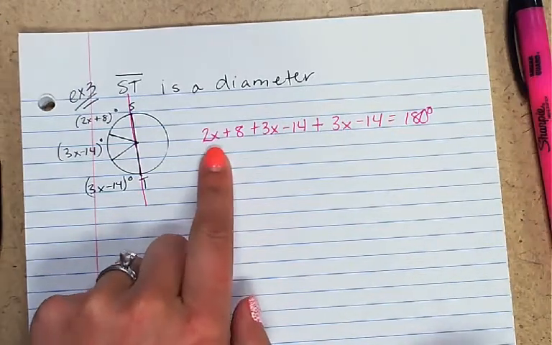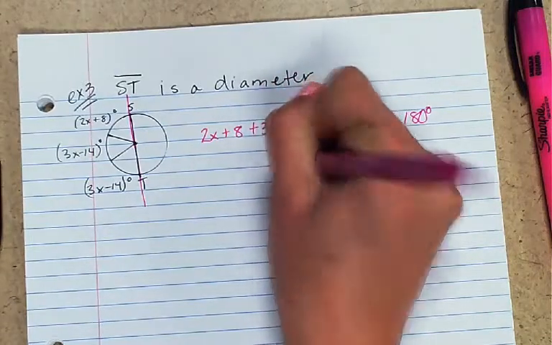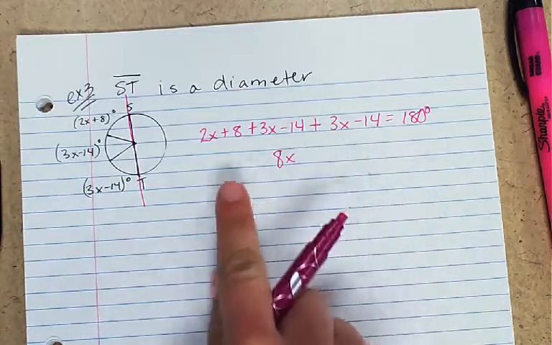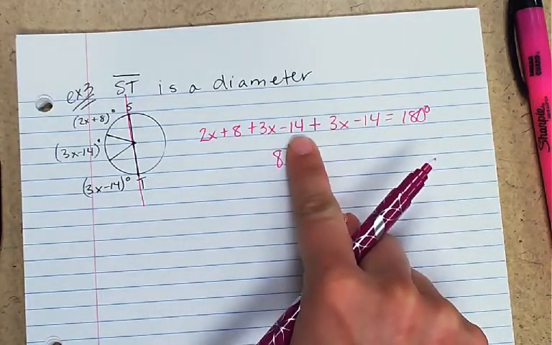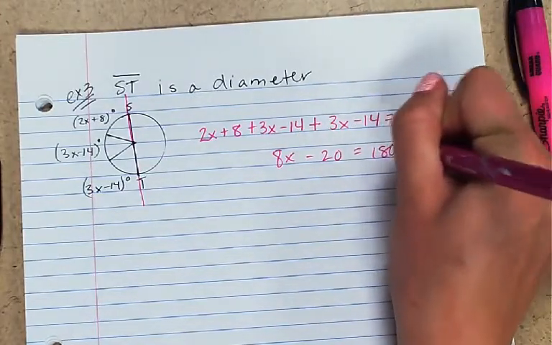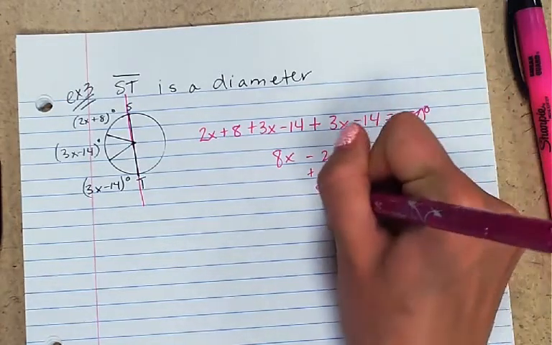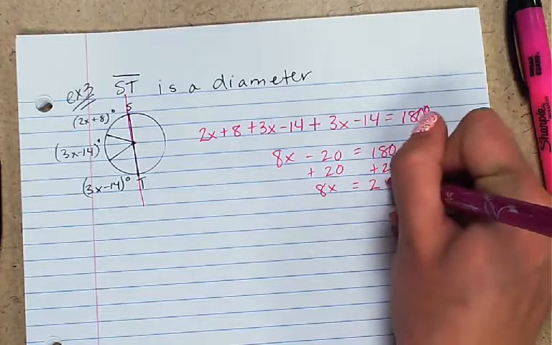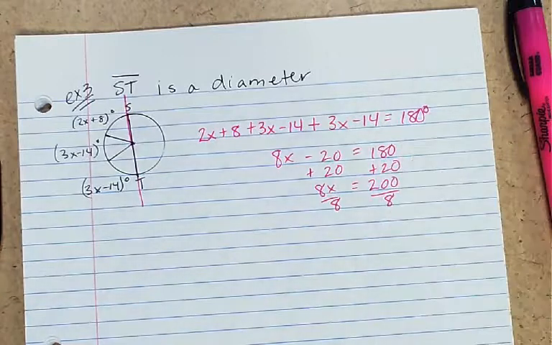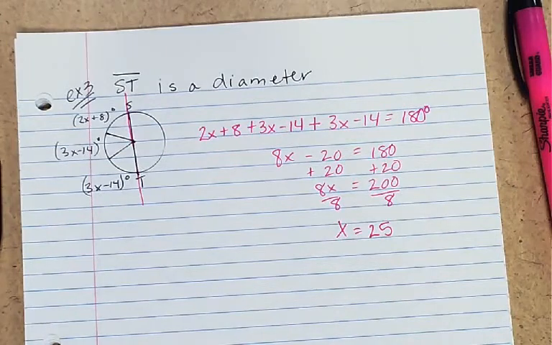So if I combine my like terms, 2x plus 3x is 5x, plus another 3x is 8x. Then 8x minus 14 minus 14. So let's see here. 8 minus 14 is negative 6. Minus 14 more is negative 20. So then we just solve like normal. So X would be 25.